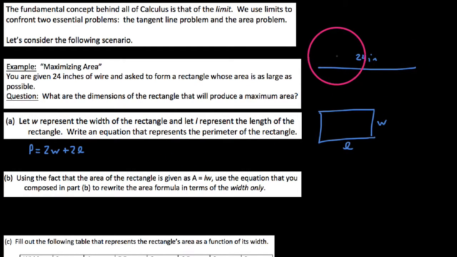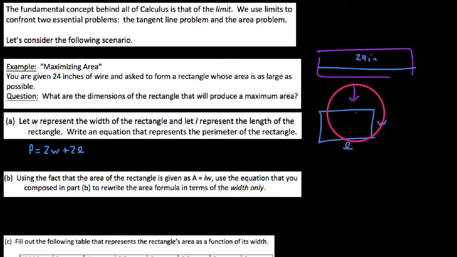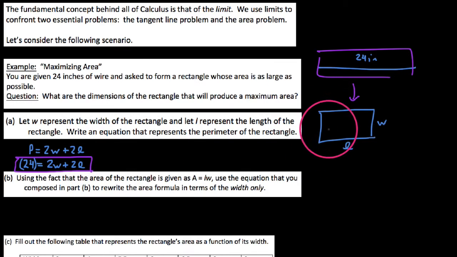Now the fascinating thing is that we are wrapping this piece of wire around this rectangular space. If that's the case, then we already know the perimeter, and we could say that 24 is our perimeter, and that's equal to 2W plus 2L. I'm going to put a box around this, and this is our equation that represents our rectangular perimeter.